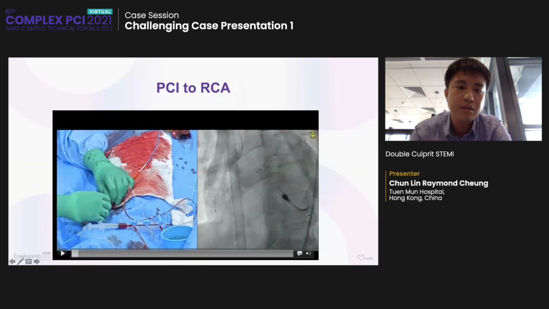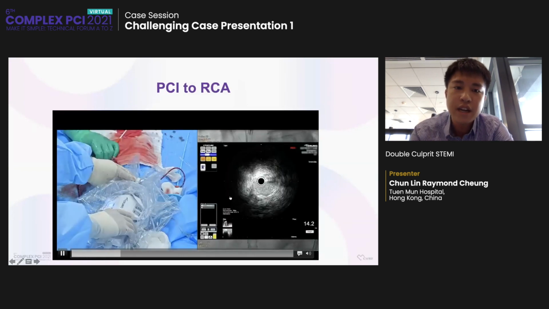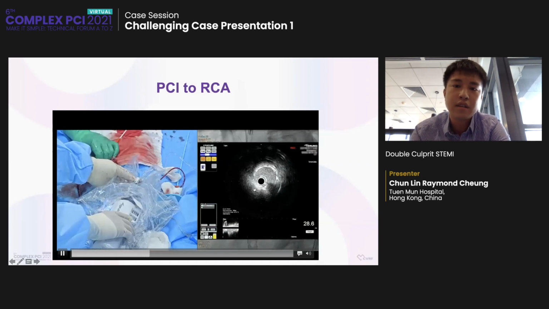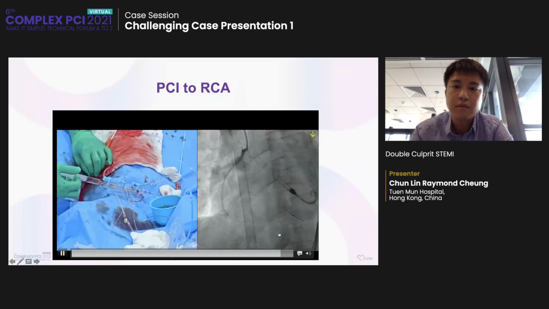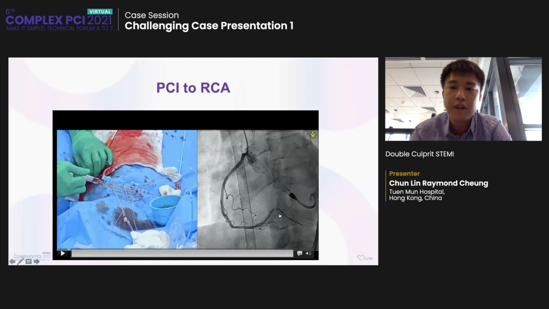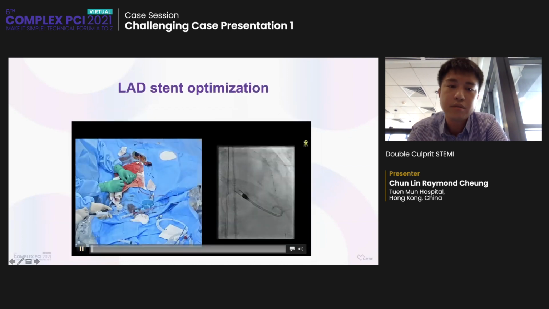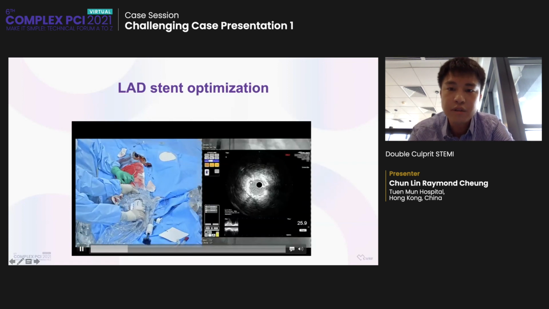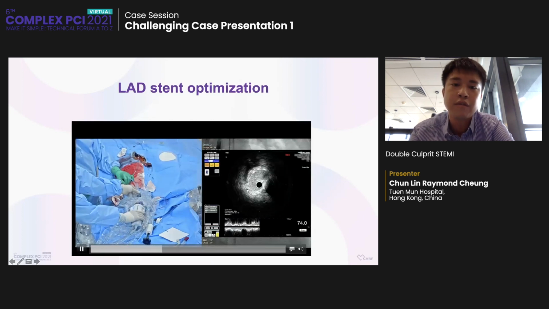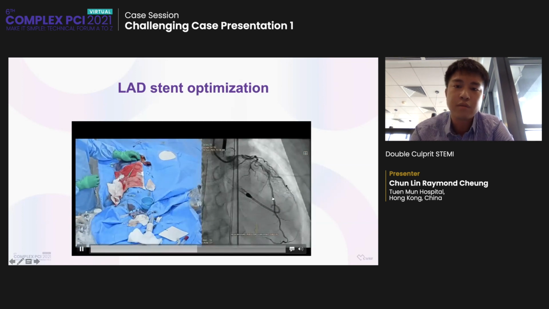So we proceeded to PCI to the RCA. IVUS showed the distal stent landed on plaque. Therefore, we decided to deploy another stent overlapping with the previous stent. A good angiographic result was achieved finally. And then next, we proceeded to PCI to the LAD. IVUS showed mild stent underexpansion. Therefore, we performed post-stent high pressure dilatation with 2.5 and also 3.5 balloons serially. And finally, another good angiographic result was achieved.